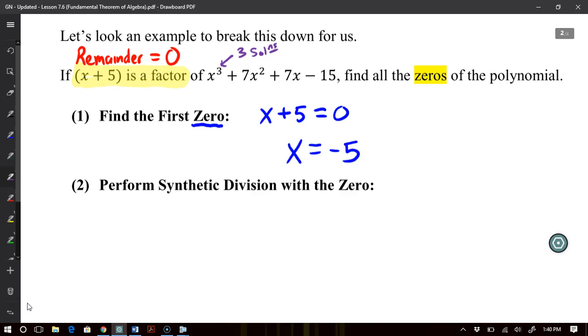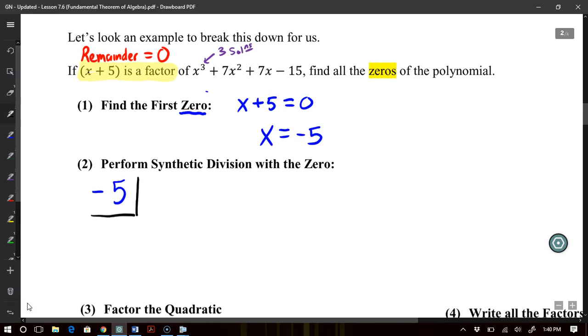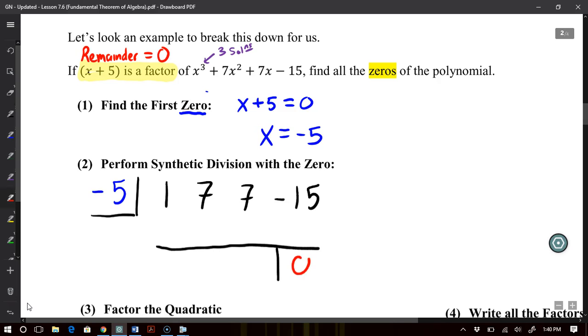So now what we do is we take that 0, that negative 5, and we're going to divide it out of the polynomial. So I'm going to set up synthetic division. I have 1, 7, 7, negative 15 as the coefficients. Leave the empty space below it, and then our remainder, which we know should be 0. So that's a good way to check our synthetic division.